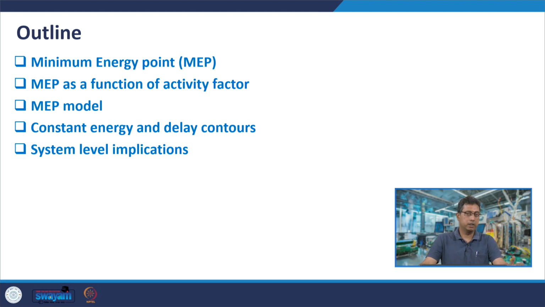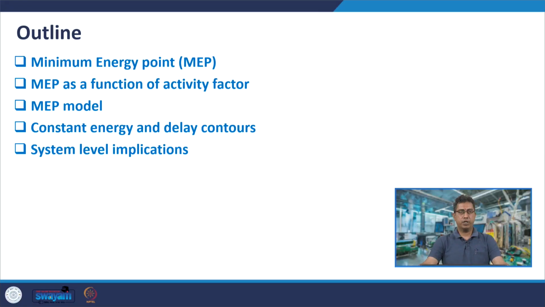a circuit. This is important because several ICs, for example in a mobile phone, would have different activity factors in different operating scenarios. And then we will discuss a model for the minimum energy point with respect to activity factor, with respect to switching capacitances, with respect to the total size of the circuit and supply voltage, etc.